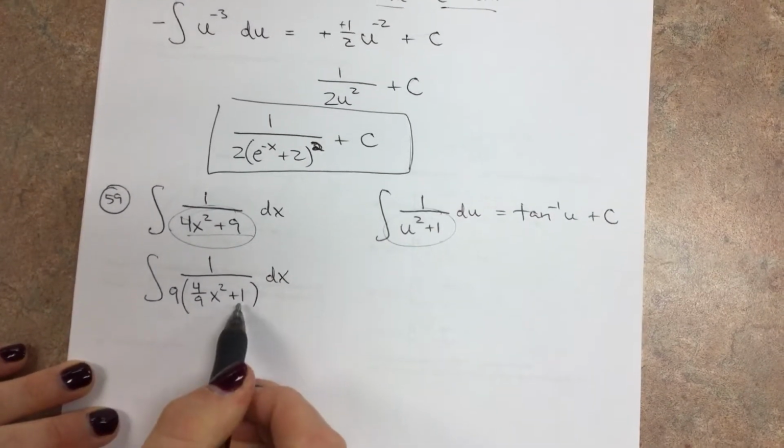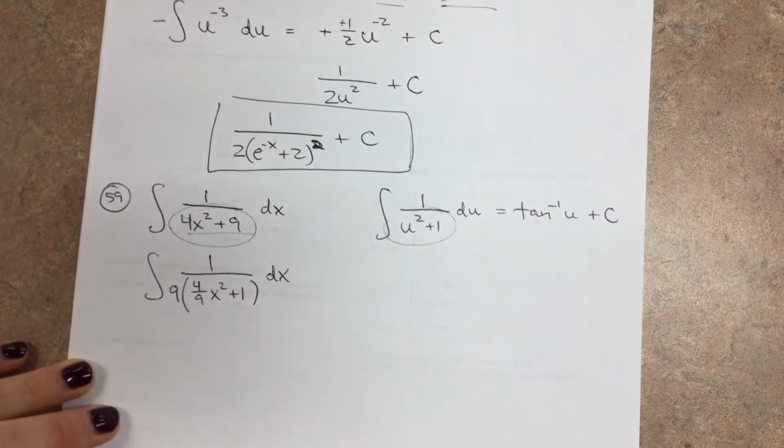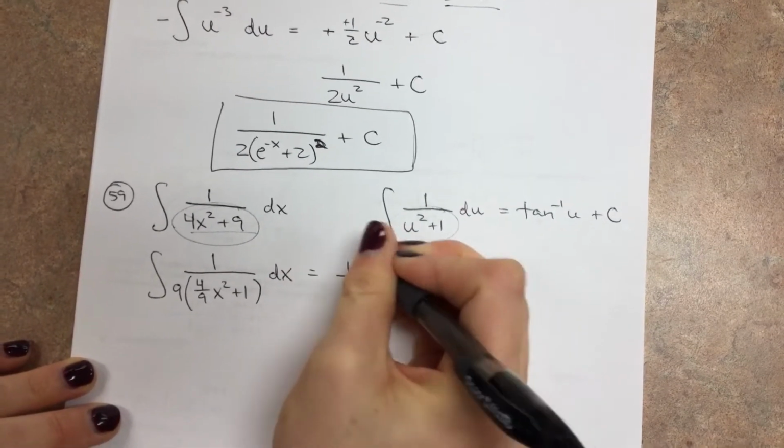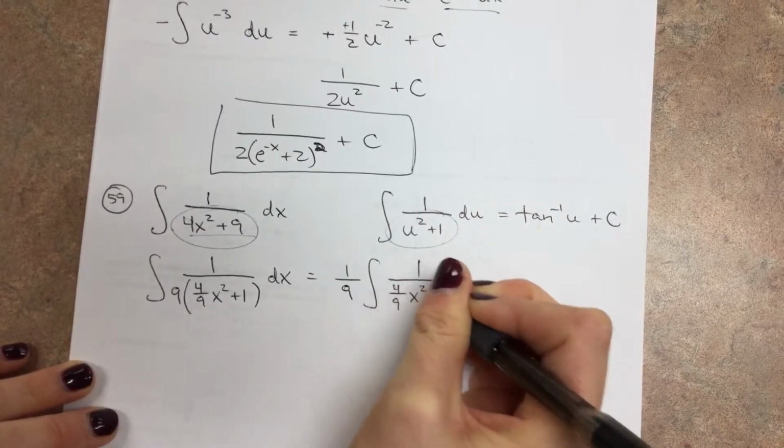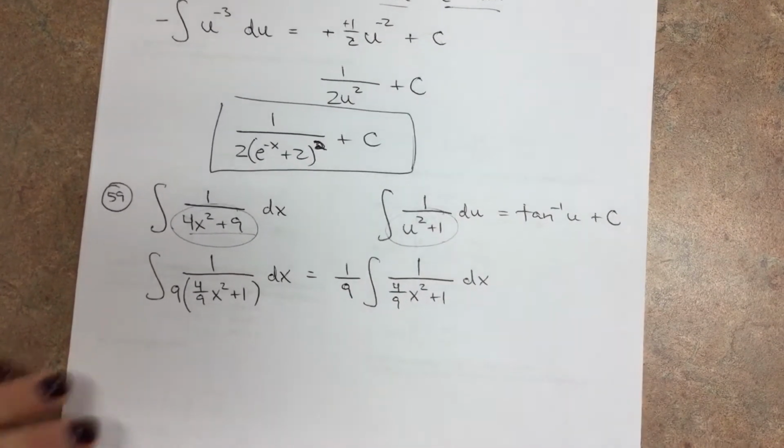Okay, so now I have a 1, which is a good first step. I'm going to move this 9 just out front. So I'll have a 1/9 out front, because remember, it did come from the denominator, so it's not just a 9, it's a 1/9. So now I'm here.